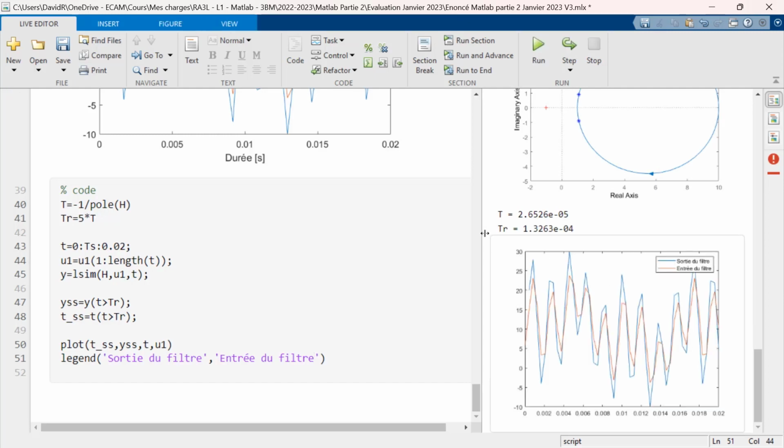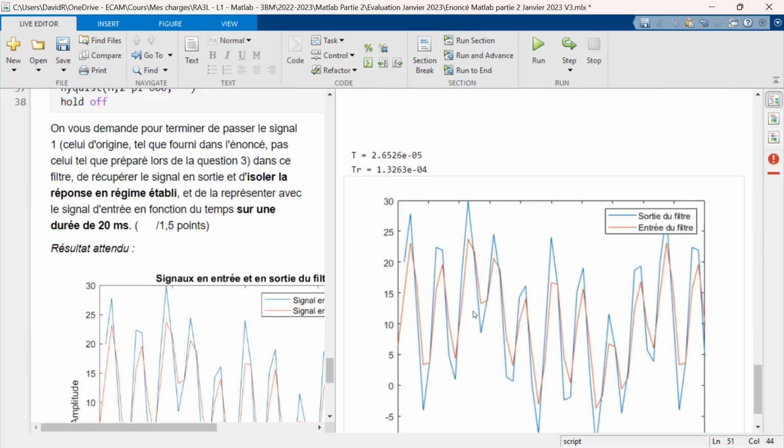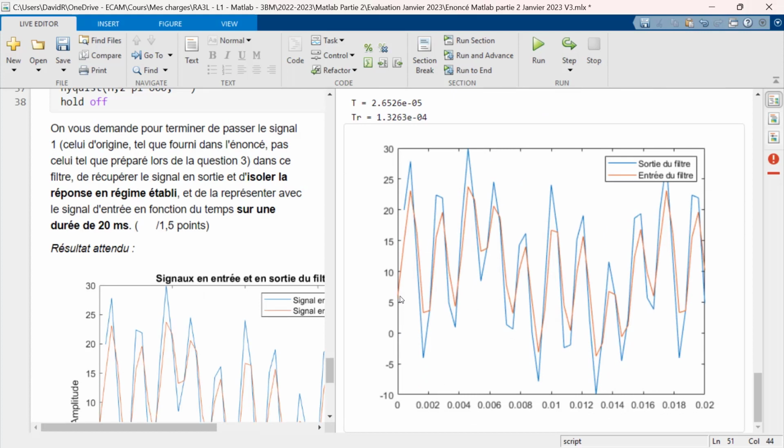Et ce que vous pouvez constater ici, c'est qu'on voit bien que pour l'entrée du filtre, on a également le signal autant t est égal à 0. Pour la sortie, on va commencer plus tard, en l'occurrence un échantillon plus tard, à cause de la durée du transitoire, puisqu'on a demandé ici à afficher uniquement ce qu'on obtenait en régime établi.